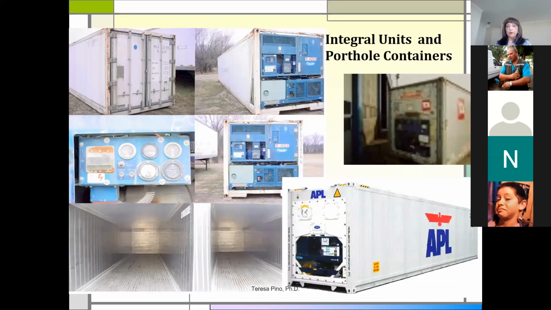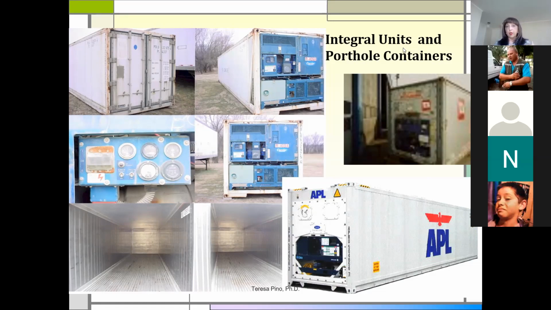Okay, reefers. We have two types of reefers. And of course, they have different prices. The reefer that has the engine, the motor, included in the container is more expensive because you can send the type of merchandise that has to be under temperature control 24/7. So even though the container is out of the vessel or is out of the truck, the temperature is constant because the engine is included. That's why it's called integral unit.